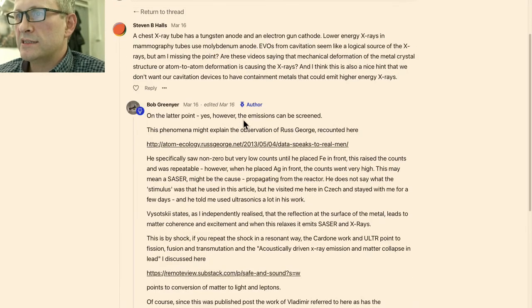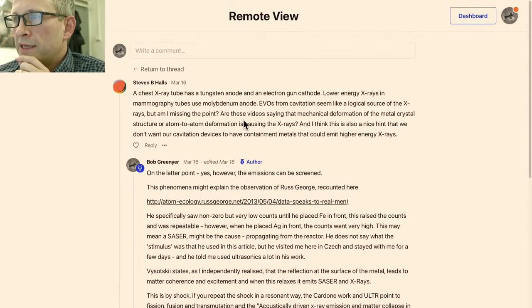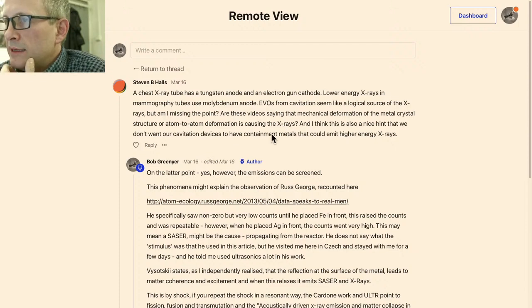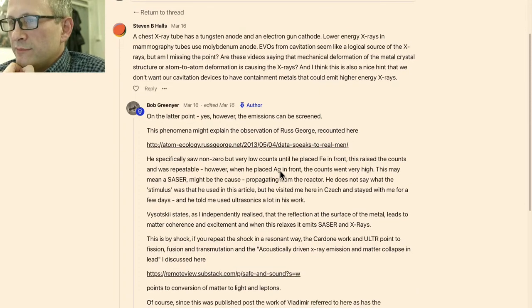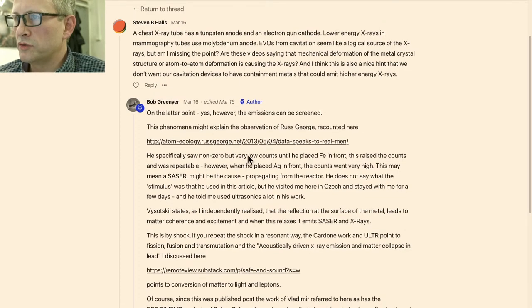And in response here to Stephen B. Halls, he's asking a question and saying that maybe one of the ways to protect ourselves from this radiation, and maybe the coherent matter radiation, is to have light metals in there, or, as I say, many layers of different metals and insulators, metal insulator, like my strange radiation shield. I said that this might explain the observation of Russ George.